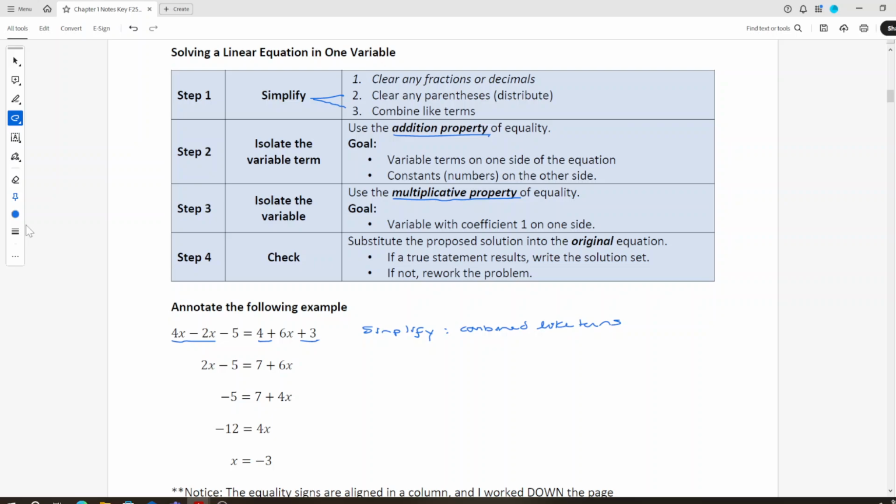What about from this line to this line? Can you see what's been done? Well, the -5 is still there. The 7's still there. But now the 6x has become a 4x. Why? Well, maybe I minus 2x and I minus 2x. Why did I do that? Because I was isolating the variable term. I use the addition property of equality to get the x's on one side of the equation. So what did I do? I isolated the variable term.